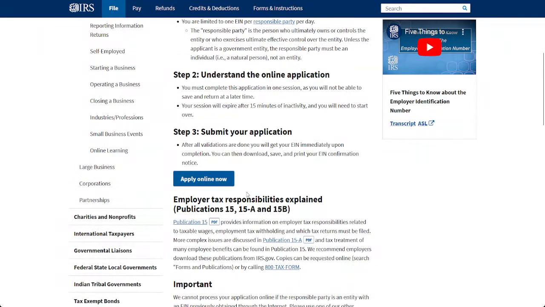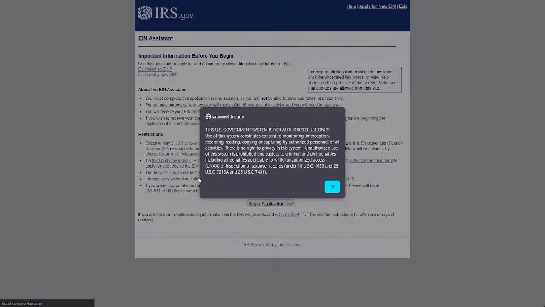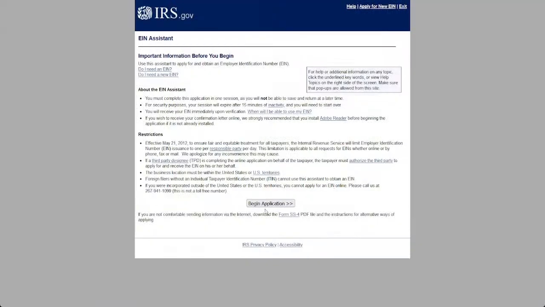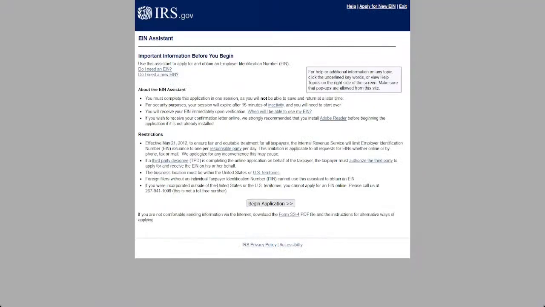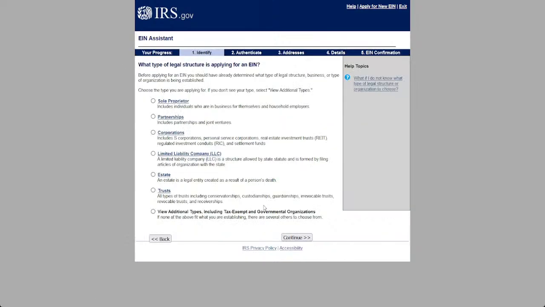So you want to read this. This is an online application, and you can do this till like 8 o'clock. You can see it's still open. If it's not open, it'll show you, or you'll get an error message. So yeah, read this. Begin application. Make sure you read all of this stuff. And then it says, if you are not comfortable sending information via internet, download Form SS-4. And that's what we just went through, because this is the SS-4, but just online. So this is just running you through that form we just went through.